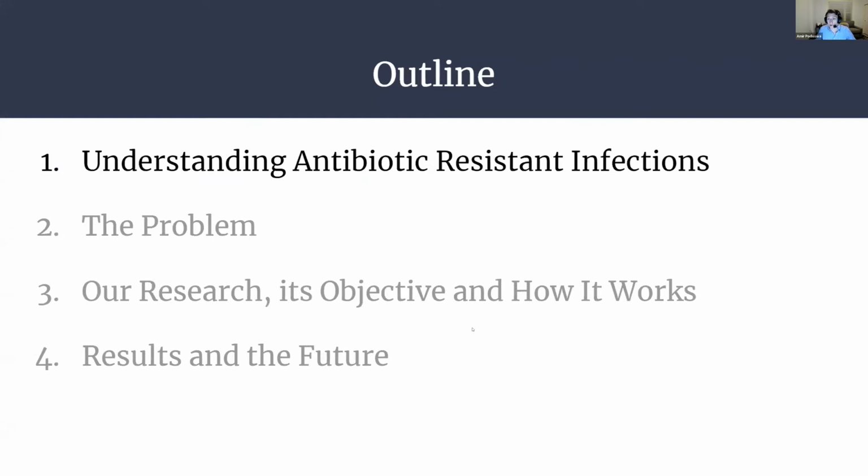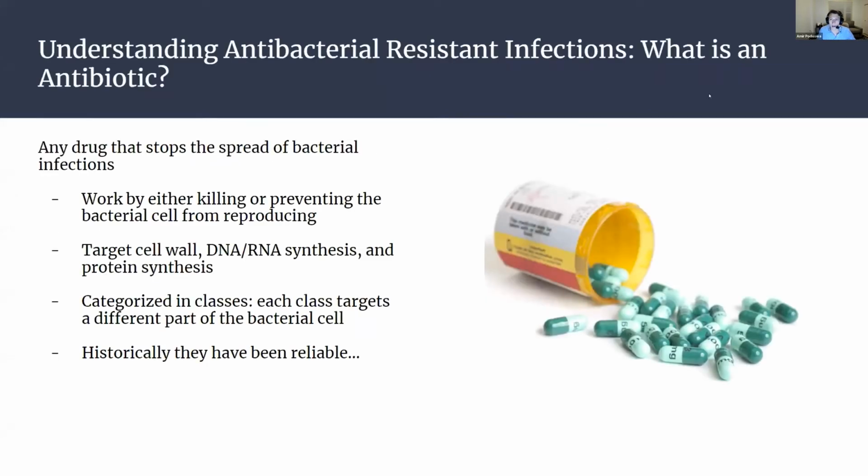I think first and foremost, it's important that we understand what an antibiotic-resistant infection is. And to do so, we have to understand what an antibiotic is. An antibiotic is any drug that stops the spread of bacterial infections. It does so by either killing the cell or stopping it from replicating. Much as with any other living being, you have to target its vitals, right? So an antibiotic will target the cell wall, or the capability of the cell to synthesize DNA, RNA, or proteins.